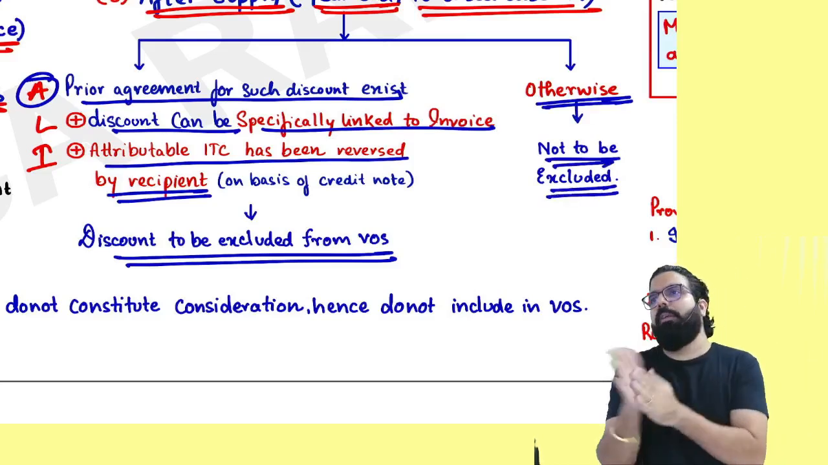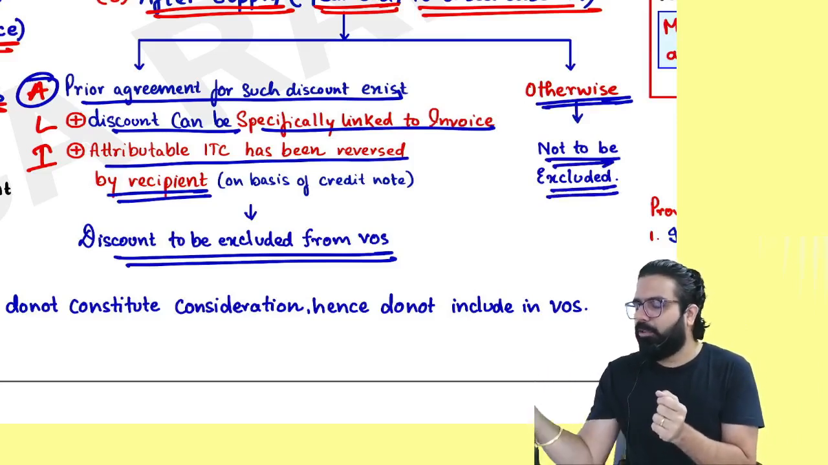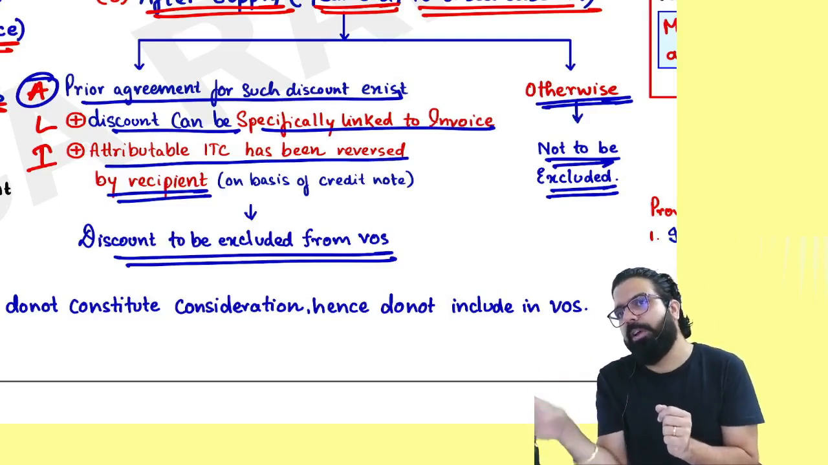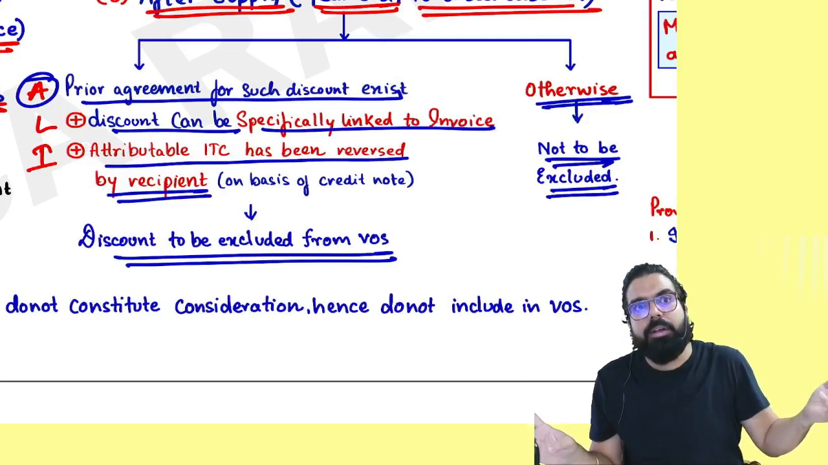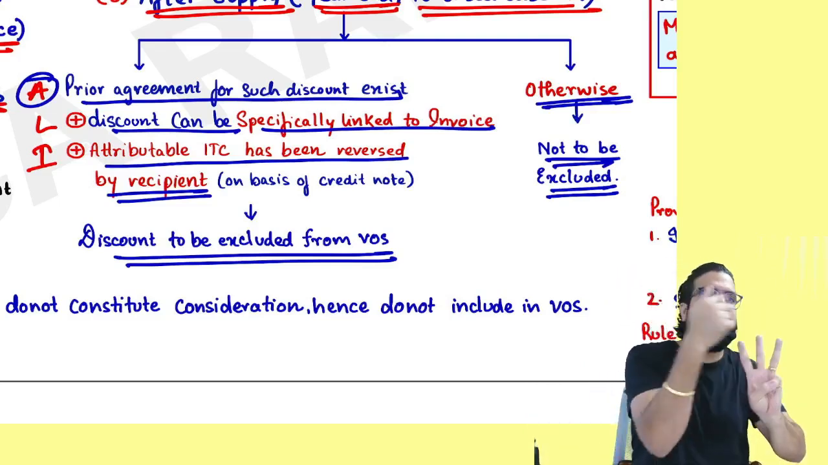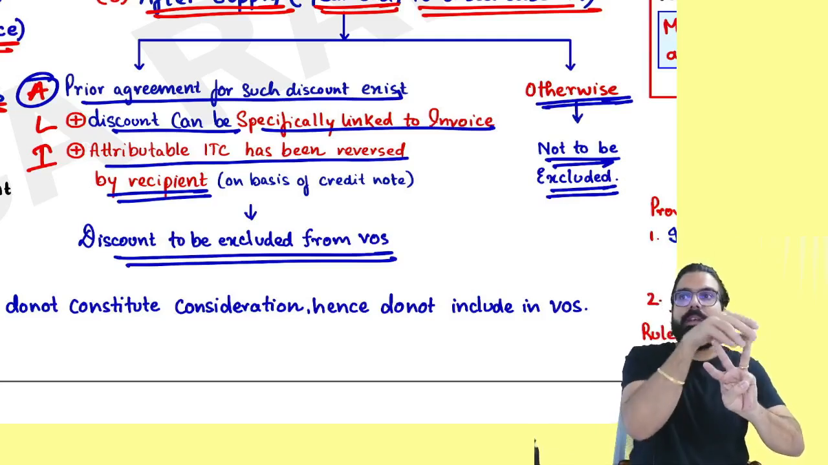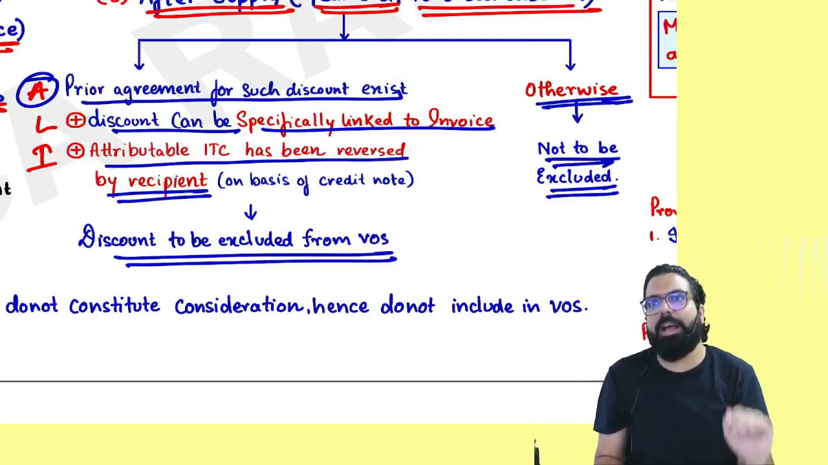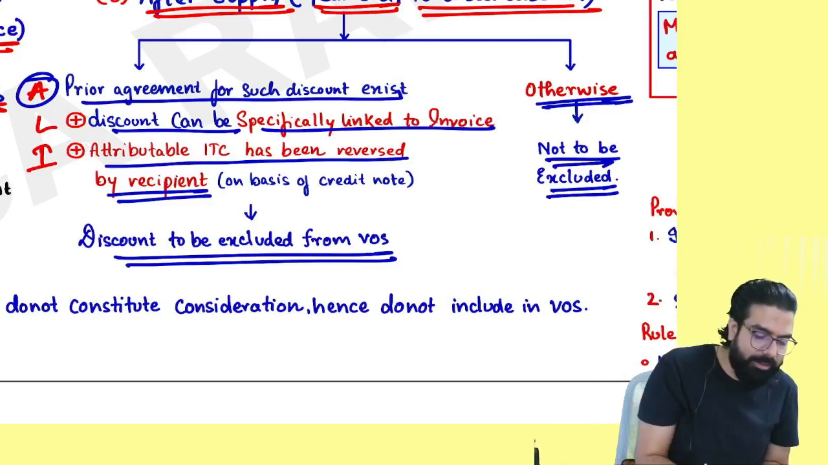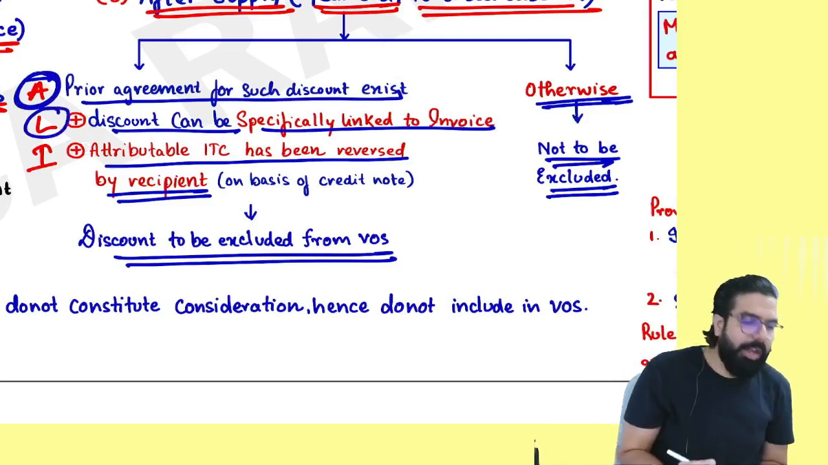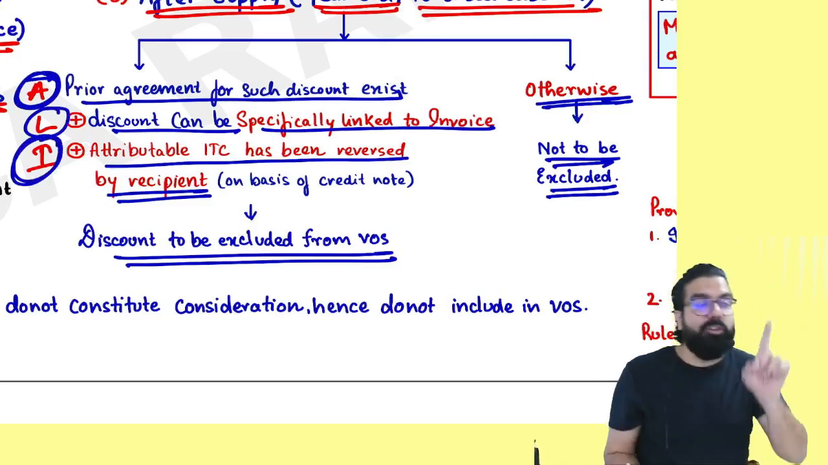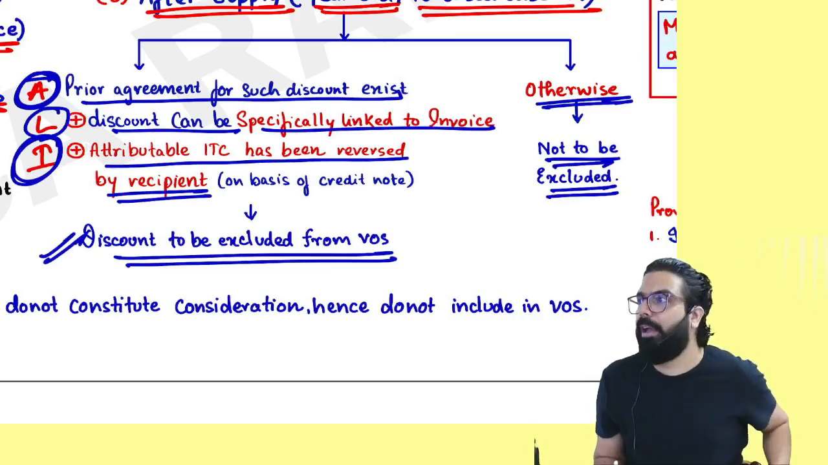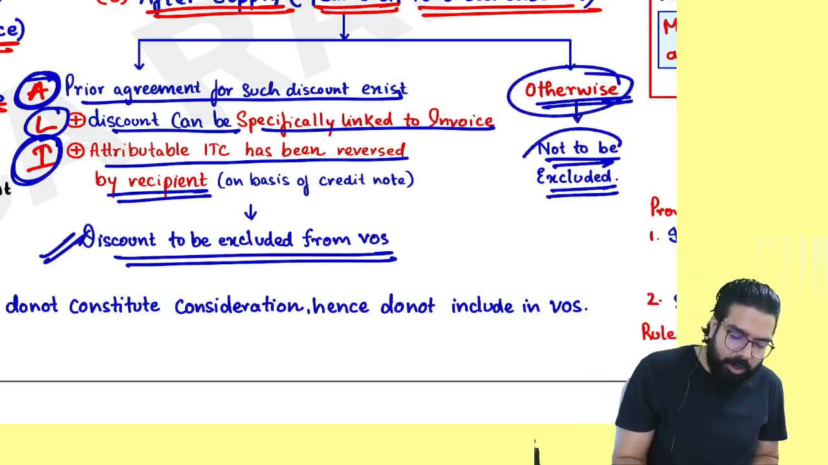Remember, discount given before or at the time of supply and recorded in the invoice is excluded. For discount given after, there are three conditions. Number one, you should have an agreement. Number two, it is linked to the invoice. Number three, ITC should be reversed by you. Only then will the discount be reduced from my value of supply. Otherwise, the discount will not be excluded.